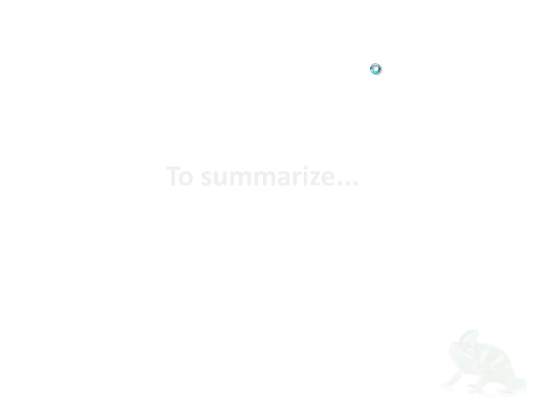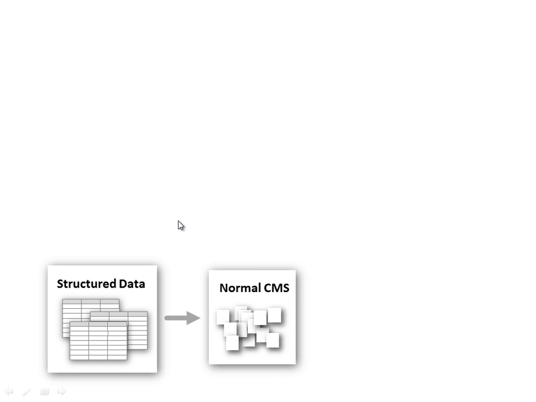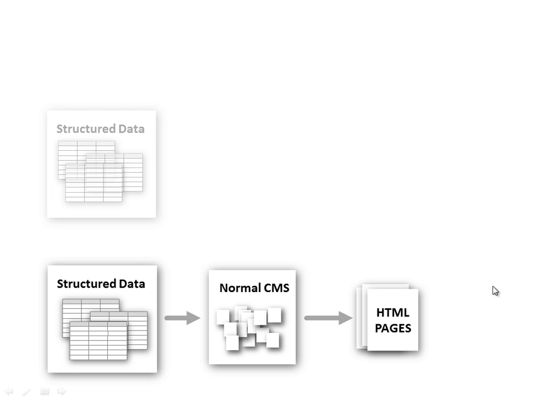So to summarize, in a typical situation, you start with structured data. If you bring this data into a normal CMS, you lose a lot of that structure since it's largely page-oriented. But in a lot of situations, it doesn't really matter because you're just producing HTML pages.